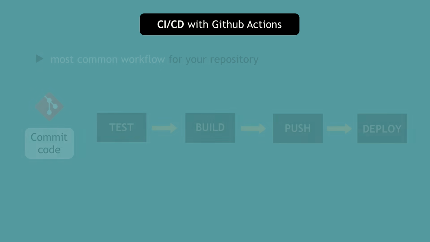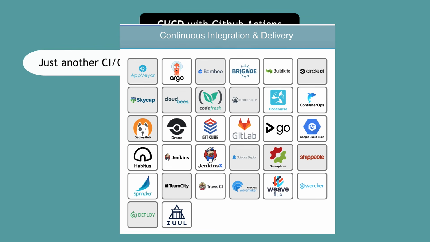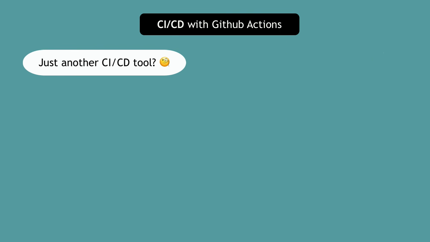Now, why is it a big deal to have just another CI/CD tool? Well, the first and obvious advantage is that if you're already hosting your code on GitHub, now you can use the same tool for the CI/CD pipeline as well. You don't have to set up another third-party tool and manage it separately. You have that integrated into your code repository.